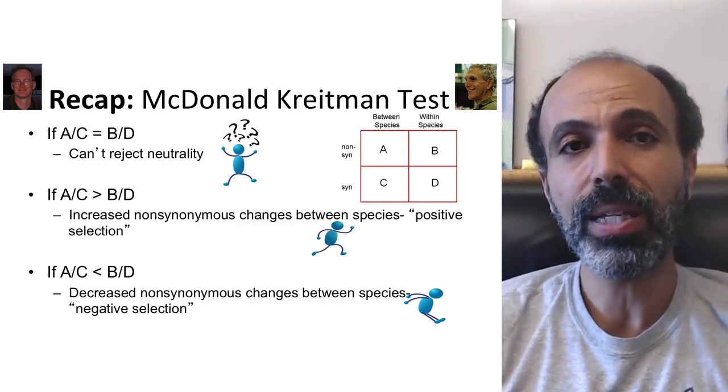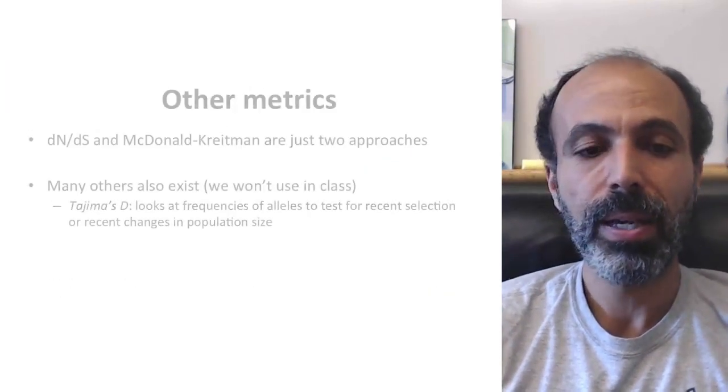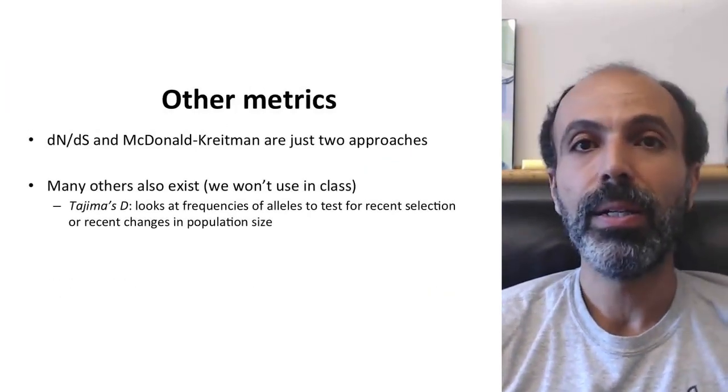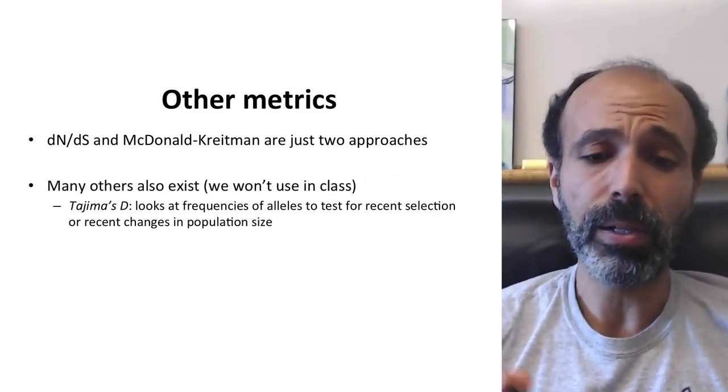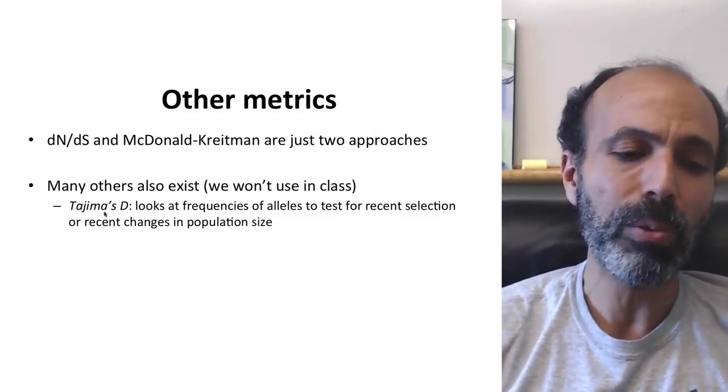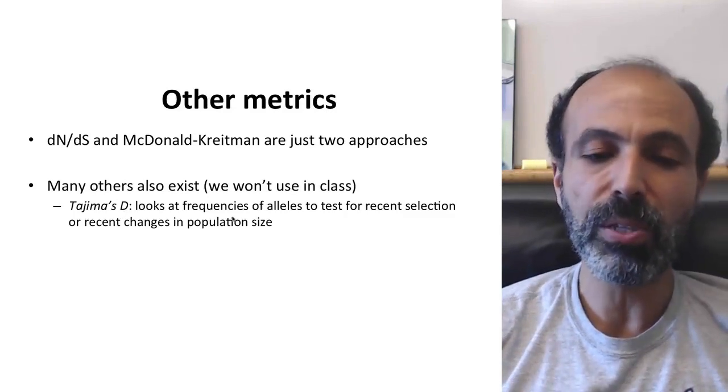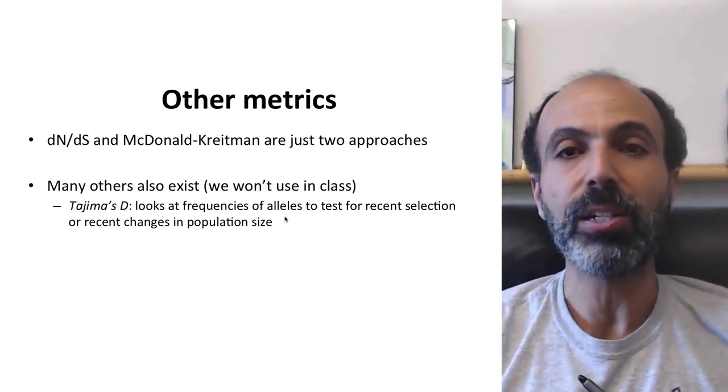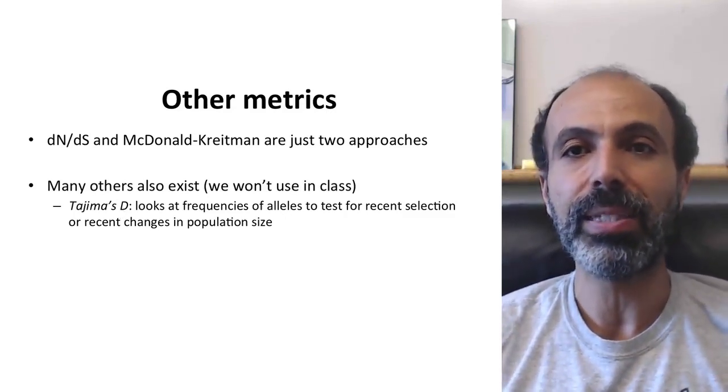Now, I've shown you the DNDS test and I've shown you the McDonald-Kreitman test. There are other metrics out there. There are many that also exist that we won't use in class. One popular one is referred to as Tajima's D. That uses the frequencies of alleles to test for recent selection or recent changes in population size, as an example.